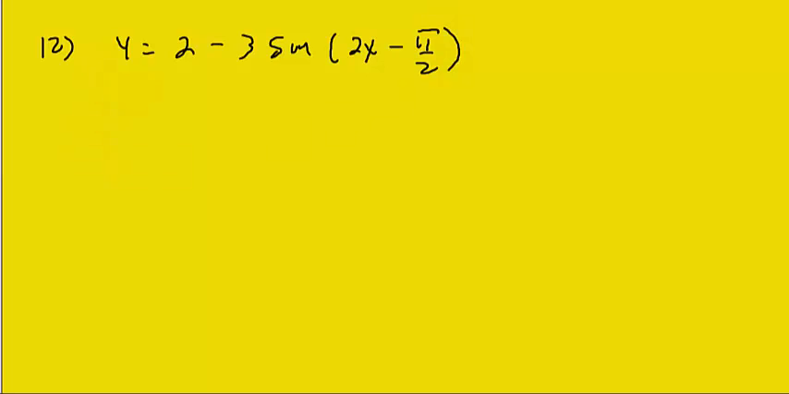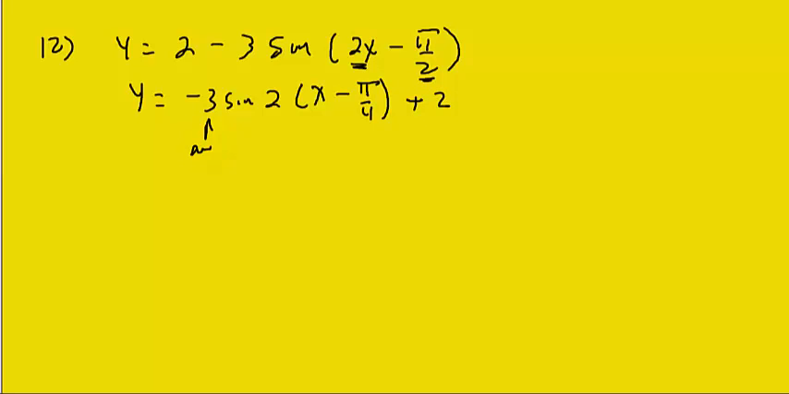Okay, I'm going to rewrite everything. Okay, I'm going to move the 2 to the end. I have a negative 3 sine. I'm going to factor out a 2 from here because I have to have an x. So when I factor out 2, I have to factor out 2 from all of that. So I'm going to get x minus pi over 4 in the parentheses. Okay, and then I have a plus 2 at the end.